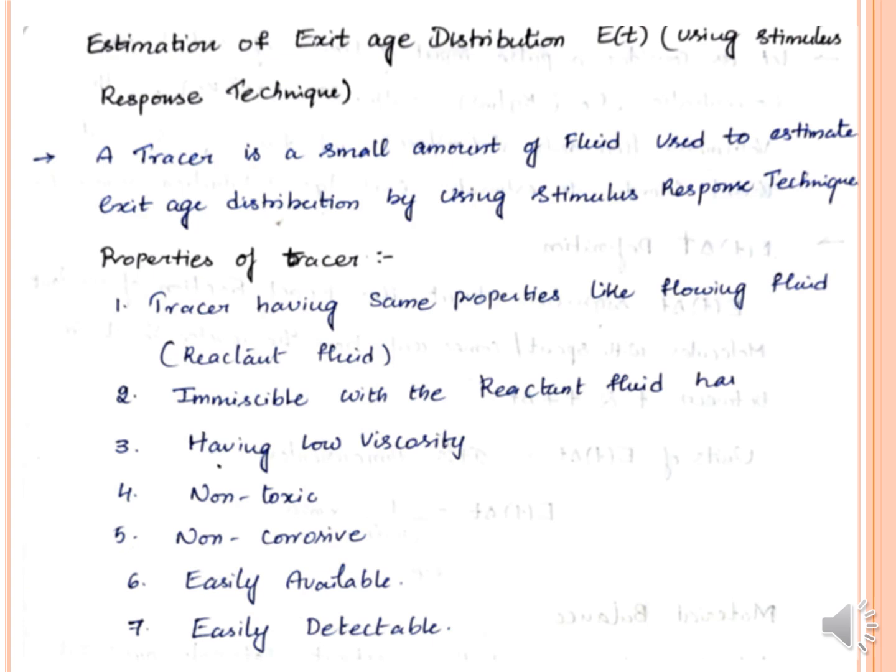But how to estimate this E of t? How to estimate this E of t, called the exit age distribution or residence time, using a stimulus response? That technique is called the stimulus response technique. In order to estimate this E of t, we are using a tracer. A tracer is a small amount of fluid used to estimate the exit age distribution by using the stimulus response technique.